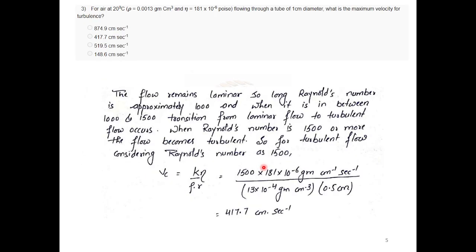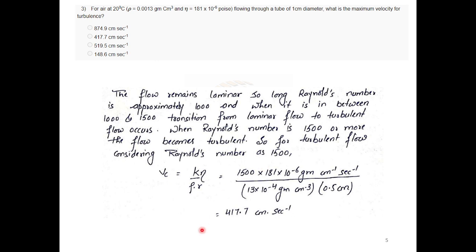Now I will go to another problem, where you take air at 20 degrees Celsius and allow that air to go through a tube of 1 centimeter diameter. It is a quite tricky problem, and as a result you need to find the value of the Reynolds number. This is a previous year's question.